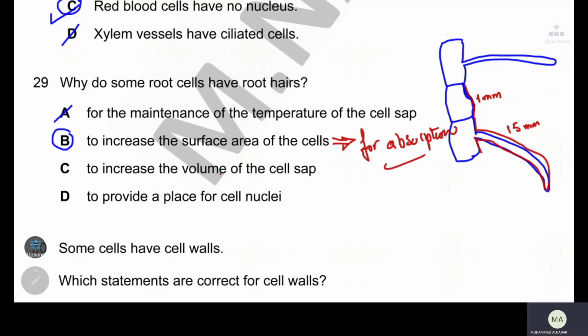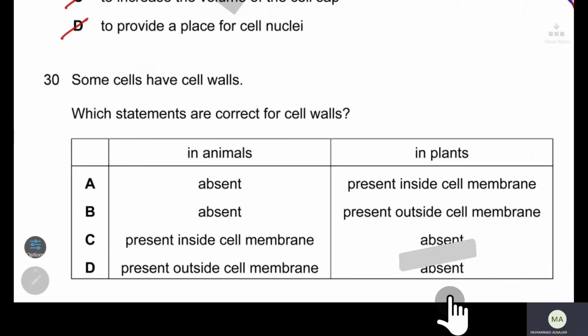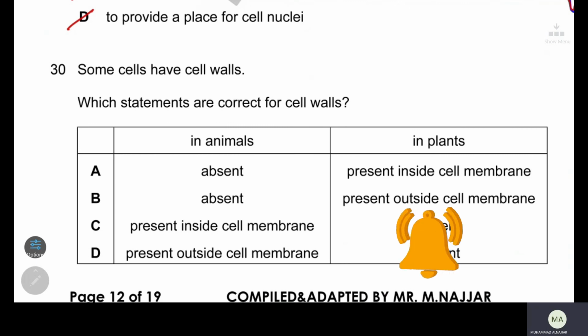So, to increase the volume of the cell sap, surely no, they are not inside. To provide a place for cell nuclei, no, they are already resident. Next question. Some cells have cell walls. Which statements are correct for cell walls? In animals and in plants. So let's go for each one of them.